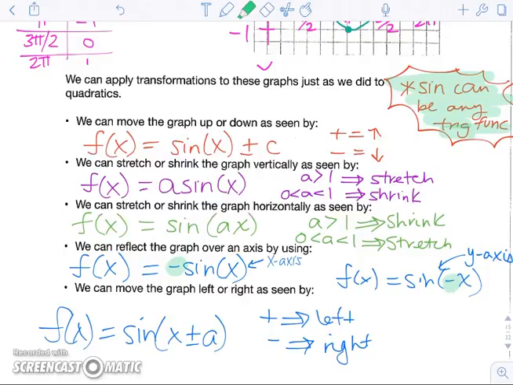And then our last transformation, f of x equals sine of x plus or minus a. Notice the transformation is inside the parentheses. So it's the opposite of what you would think it would be. A plus is to the left and a negative is to the right.